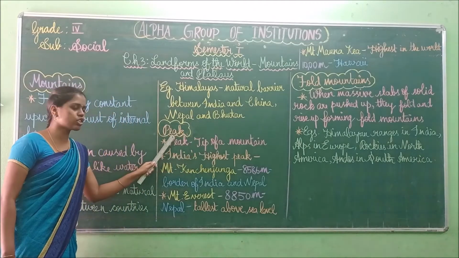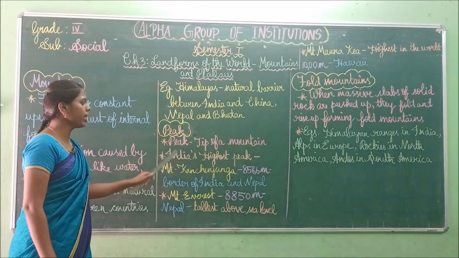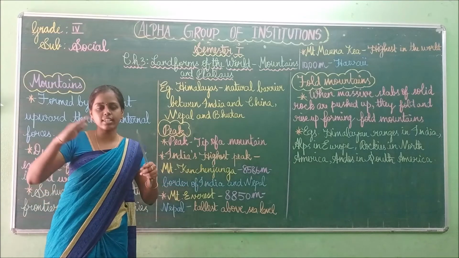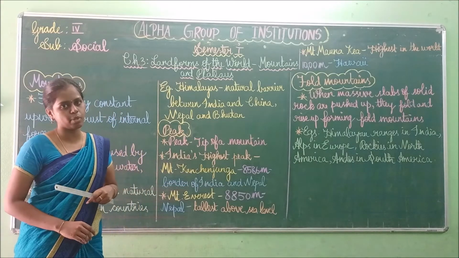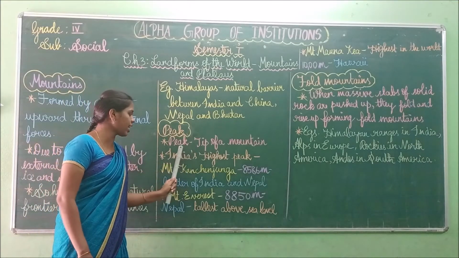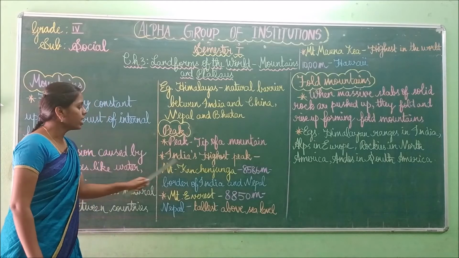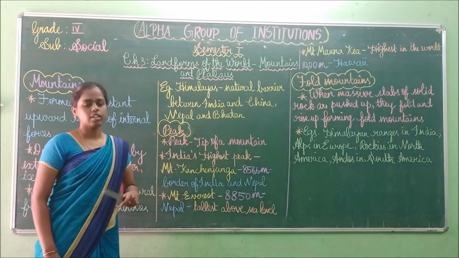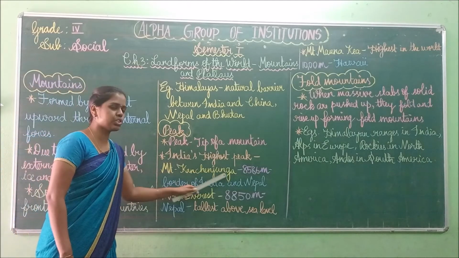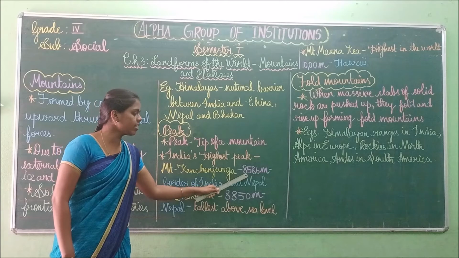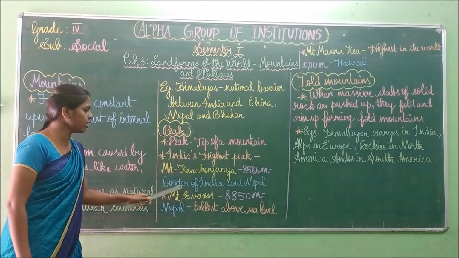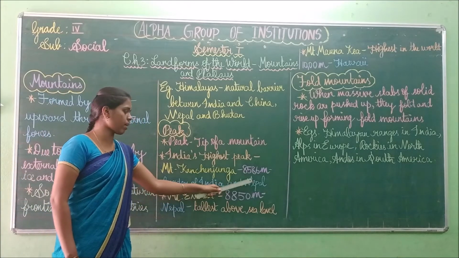Then we will move on to the next topic, peak. Peak is nothing but the tip of a mountain. If there is a full mountain, we call that a mountain, but only the tip of the mountain we call a peak. India's highest peak, which is the highest peak in India? Mount Kanchenjunga. Its height is 8,586 meters and it is present on the border of India and Nepal.